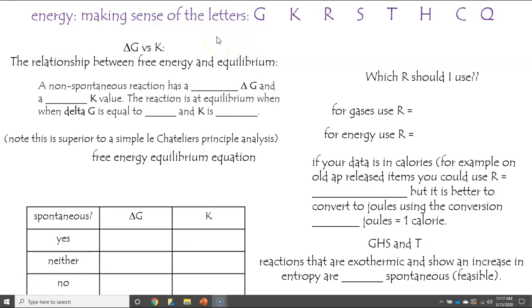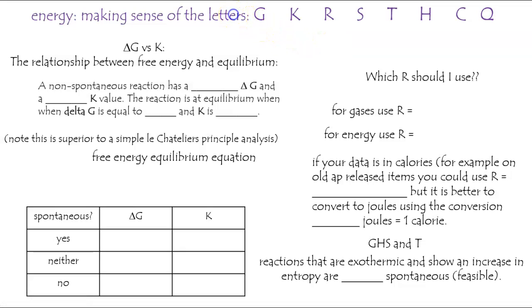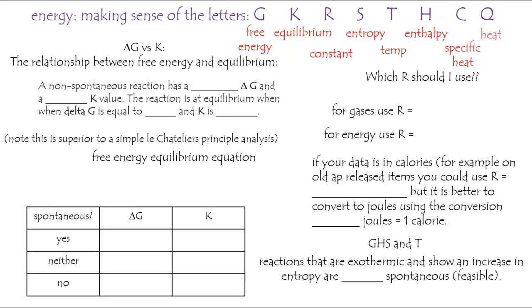If you're studying energy as it applies to chemistry, you eventually realize there's a whole bunch of letters. Let's take a look at some and see if you can remember what they stand for. We've got G for free energy. What's K? Well, that goes back to equilibrium. R, just a number, it's a constant. There are two different versions of it, the 0.0821 version and the 8.314 version. S stands for entropy, T for temperature, H for enthalpy, C, perhaps it should be little c, that's specific heat, and Q simply means heat.